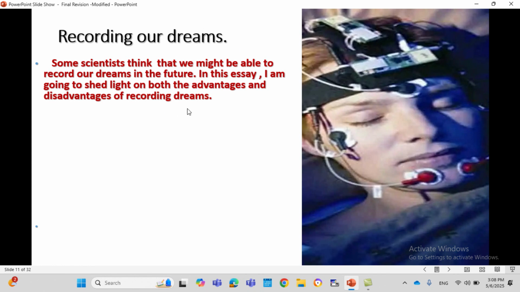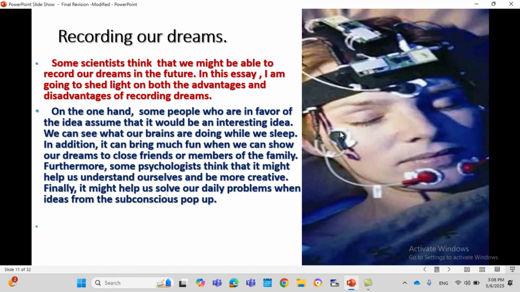Then we start with an introduction, giving a general idea about the topic. Some scientists think that we might be able to record our dreams in the future. In this essay, I'm going to shed light on both the advantages and disadvantages of recording dreams, and this is the thesis statement of our topic. We have advantages and disadvantages of this process. Let's start with the pros or the advantages.